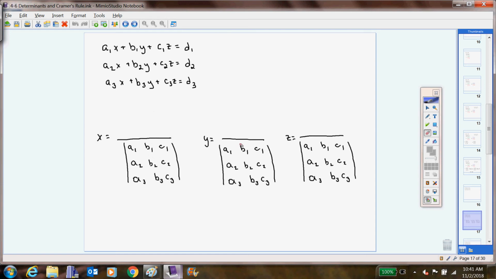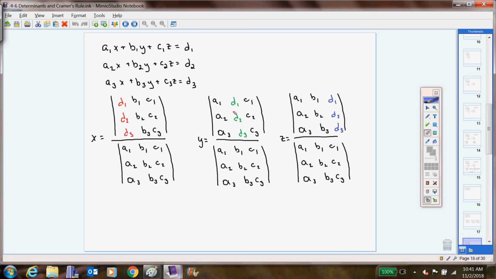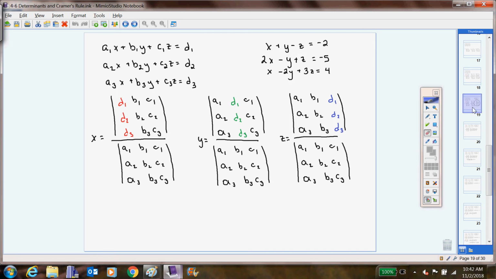Here we would be replacing the middle column with D1, D2, D3, and here we're replacing the last column with D1, D2, D3. So it looks like this. When you break it down that way, it's not too difficult to remember. The difficulty comes in that there's just a lot of multiplying and subtracting in these things, especially in the 3x3 matrix. You may have a different favorite way, but let's just make sure that we get this taken care of.